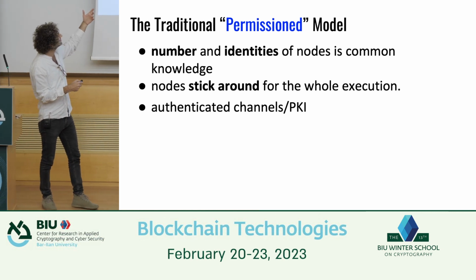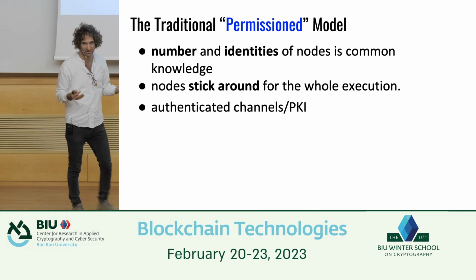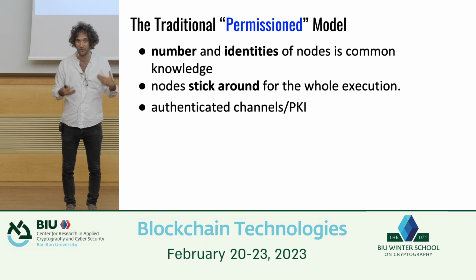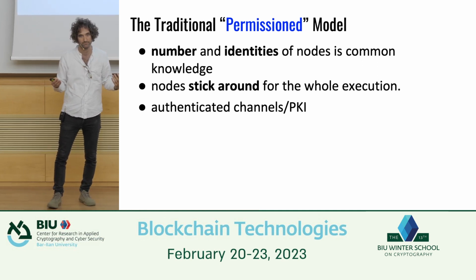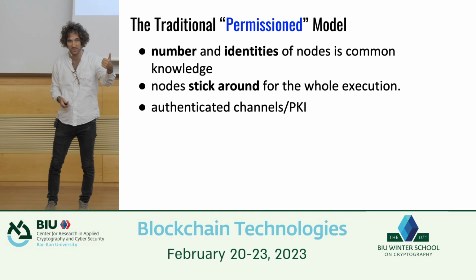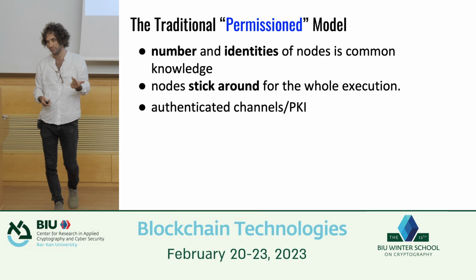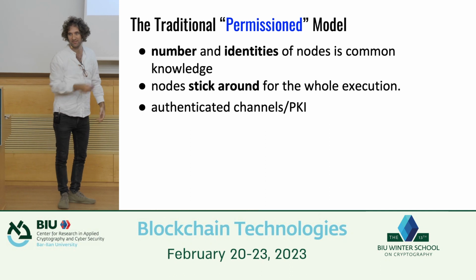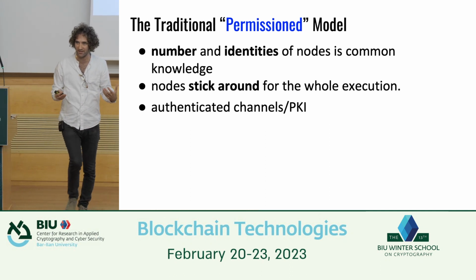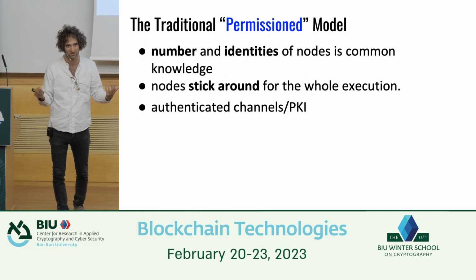And finally, since these nodes are known to each other, we can often assume that they have a way of, it's very important to have a way of authenticating each other. They know who the rest of the nodes are. And typically, we can assume that there is a public key infrastructure also. So the number of nodes is fixed, they stick around, and there is authentication. And really, the permission here is this. There is something that authenticates you, and that allows you to join. If you don't have that credential to join, you cannot join. That's why it's permissioned.